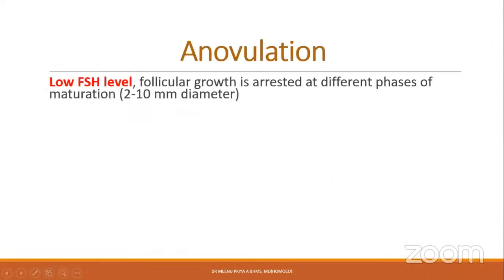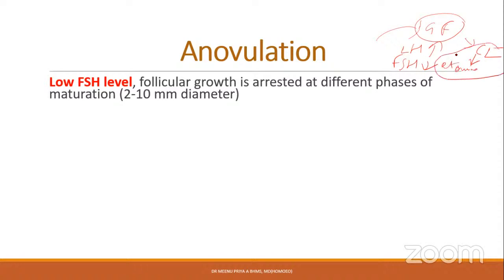Next, anovulation. Why does it occur? We all know LH is high, but FSH is not there. So follicle stimulation in the ovary is not there, then maturation of the Graafian follicle will not occur, right? If the Graafian follicle is not matured, it's not ruptured, and it is not formed into corpus luteum and release of ovum. This is the end product of ovulation, corpus luteum and release of ovum. So this is not occurring, then obviously there is no ovulation.